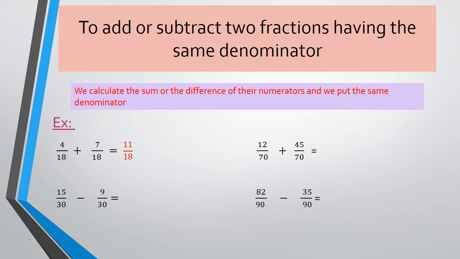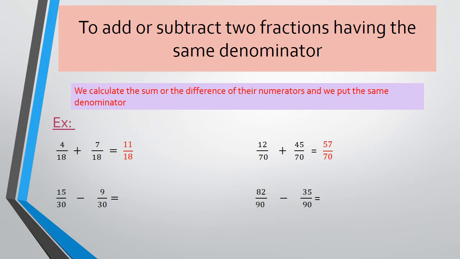In the second example we have 12 over 70 plus 45 over 70. Also we have the same denominator, so we add the numerator. 12 plus 45 equals 57 and the denominator stays the same.